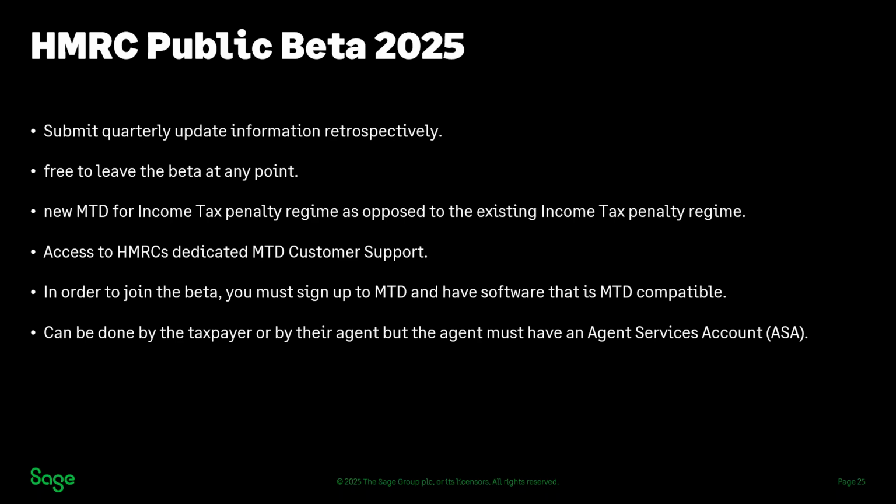Okay, so who can join the public beta? This beta began in April this year, but you are able to still join the beta at any point during the tax year. Just because April has passed doesn't mean that you can't participate. However, joining the beta will mean that you will have to submit quarterly update information retrospectively.